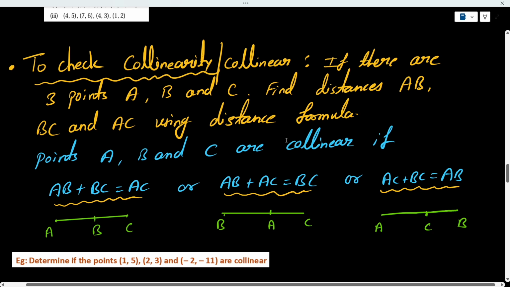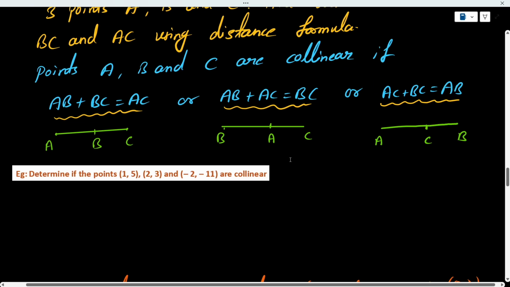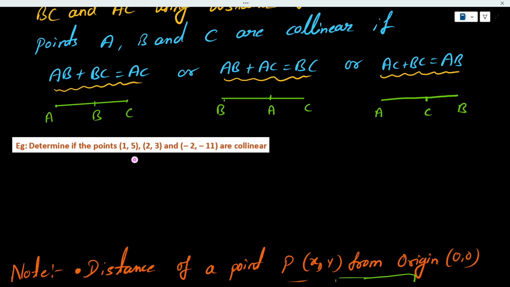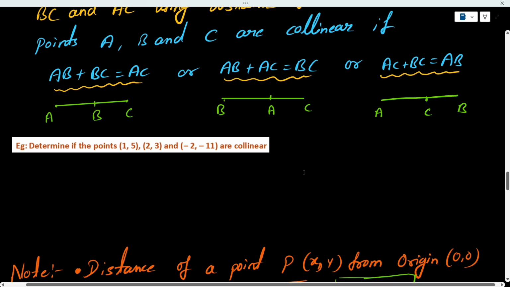So these are the parts of the distance formula, right? Other than that, how will you get the question? Here you need to check if they are collinear. So if this is ABC, you will find out the AB length using the distance formula, the BC length and the AC length. Now if the sum of any two is equal to the third length, then they will be collinear points, right?